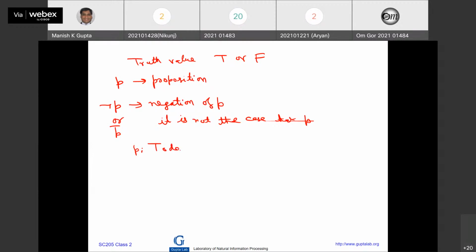So let us take a very simple example. P is, today is Friday. What is the negation of P? Very good. By the way, all this is very common sense, right? So we denote all this business by what is known as a truth table, TT.